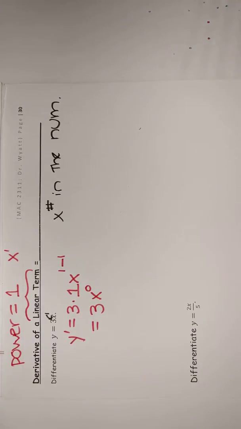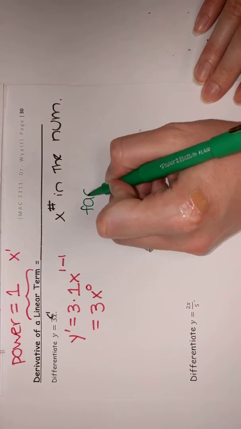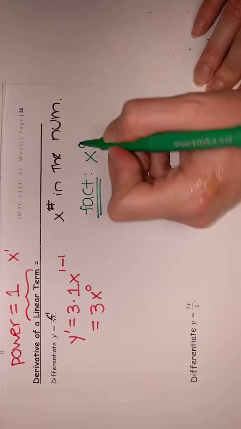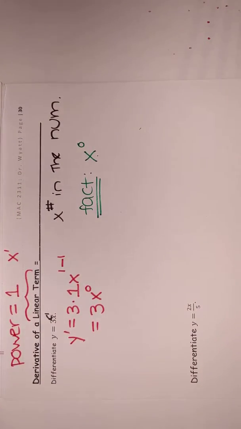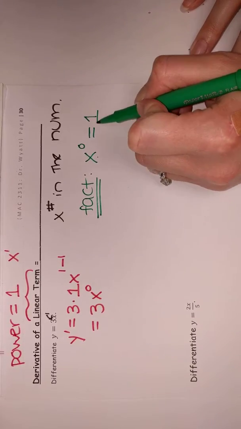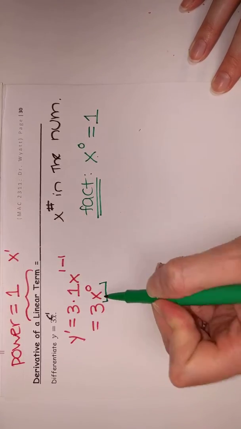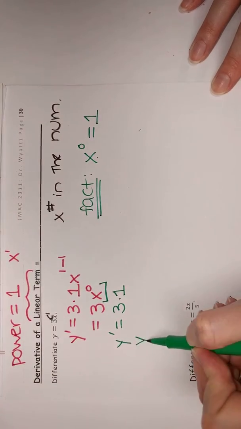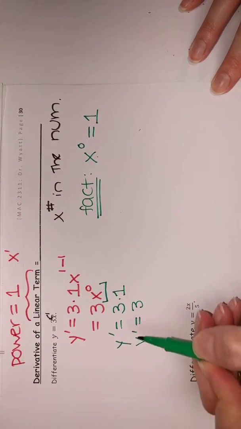Now, this is a very important fact that you need to know. And that is, if you have x to the 0, or any base to the 0 and the base is non-zero, then that is going to be equal to 1. So this x to the 0 becomes 1 and then times 3. So we have that y prime is equal to 3.